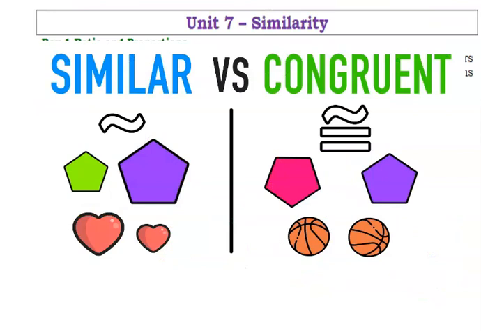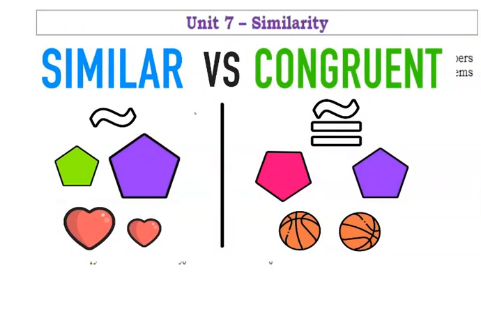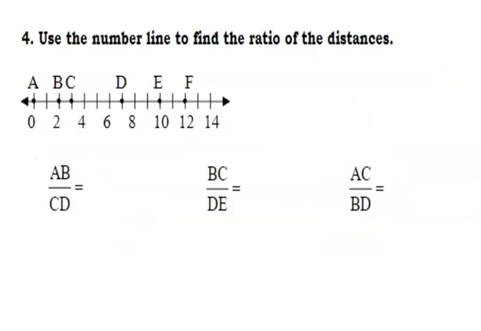So similar versus congruent, like I've been saying. So again, similar, we have a smaller shape, and it's going to be proportional to a bigger shape. All right? Congruent, everything's the same. So that's what we're talking about this unit. So what it is a sideways S for similar. Okay? All right, let's get after it.